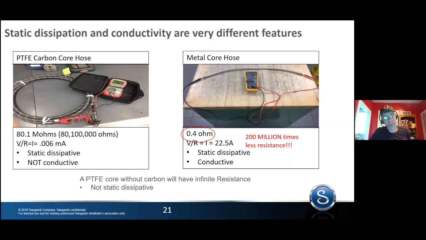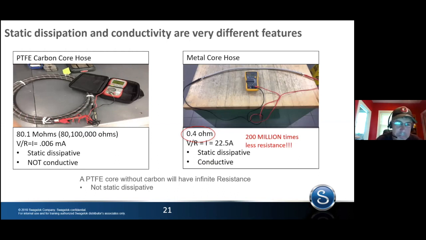So what we're trying to do with this slide here, with these pictures, is show that static dissipation and conductivity are two very different things. The hose on the left is a nylon braided PTFE core, so there's no metal, and it has a carbon core. So we applied a voltage across the hose and measured the current and resistance.